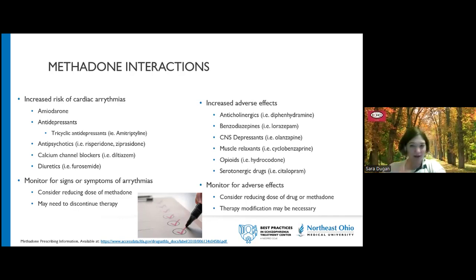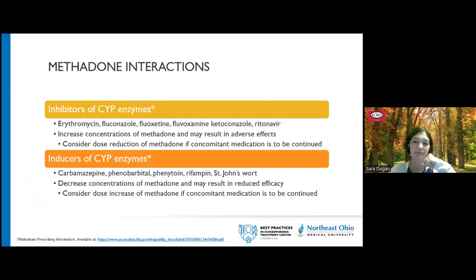The adverse effects, all those classes on the other side, very similar to what we saw with buprenorphine. Again, watching for those adverse effects. Can we reduce the dose? Can we reduce the dose of the methadone? Can we reduce the dose of any of those offending agents? And if not, or we did reduce the dose and we're still having trouble with adverse effects, then maybe we need to look at making some modifications.